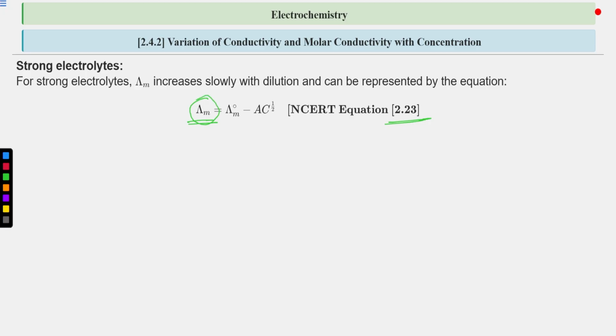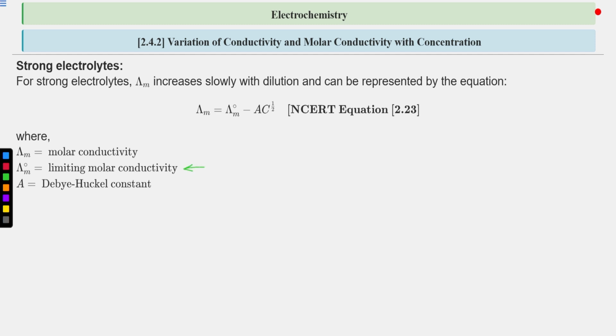This is molar conductivity in this equation. This is limiting molar conductivity we just have discussed. And C is concentration, and its power half means we are taking the square root of the concentration. Okay. So, lambda m is molar conductivity, which we just defined as the conductivity of a solution in which 1 mole of electrolyte is present. Then lambda naught m is limiting molar conductivity. When the concentration is approaching 0, then the conductivity of that solution will be limiting molar conductivity.